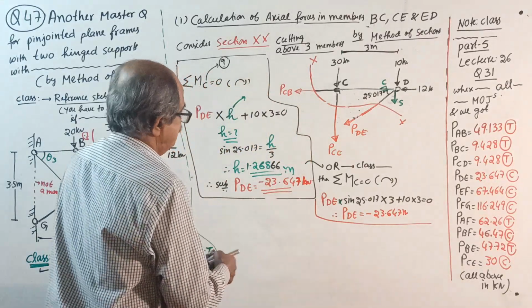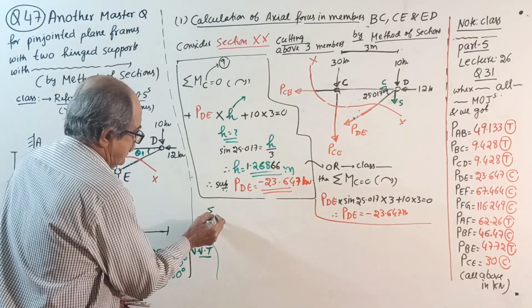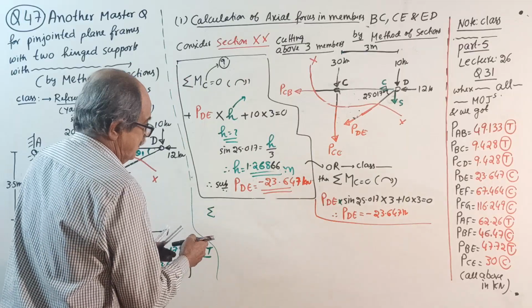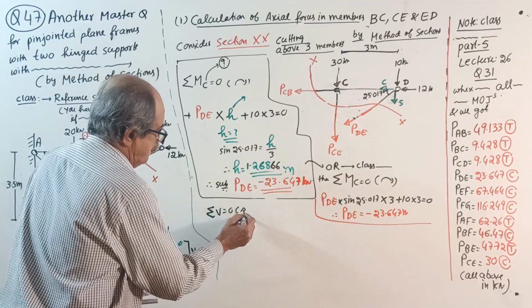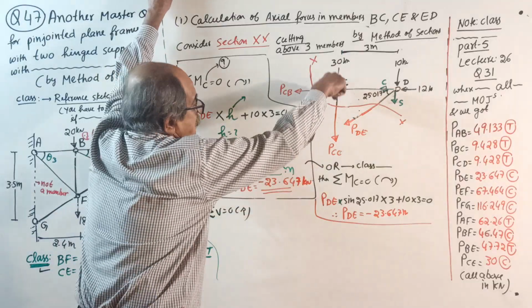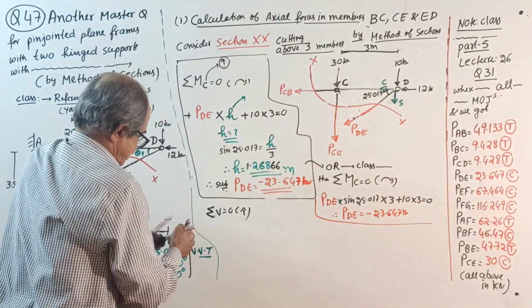Okay. Next step. Sigma V equal to 0. I write here, sigma V equal to 0. Take upward positive. See here. Minus PCE.